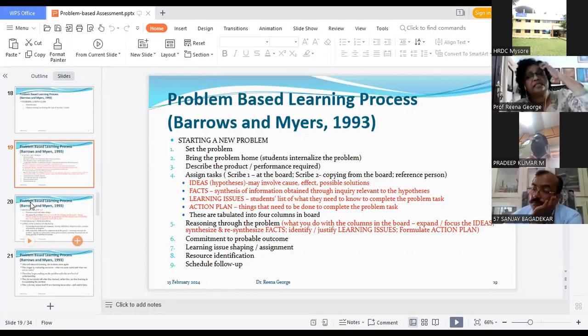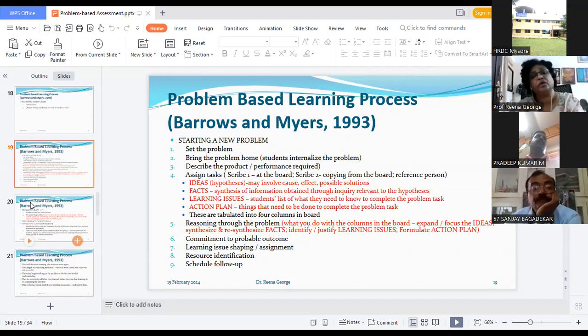And under ideas, through discussion, you can write what are the ideas, that is, what is the cause of the problem, what is the effect of the problem, and what may be the possible solutions. And under facts, one student will be made to write the synthesis of information obtained through inquiry relevant to the hypothesis. Third is the learning issues. Students may list what they need to know to complete the problem task. They may not have adequate information to proceed with the learning. So the teacher can supply it, or the teacher may encourage them to refer to the library or consult an external person.